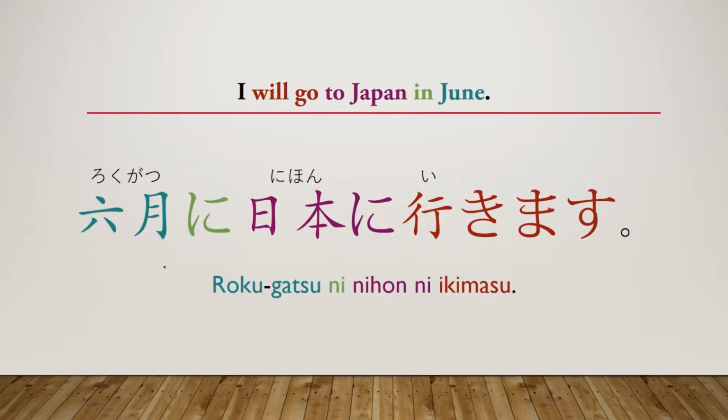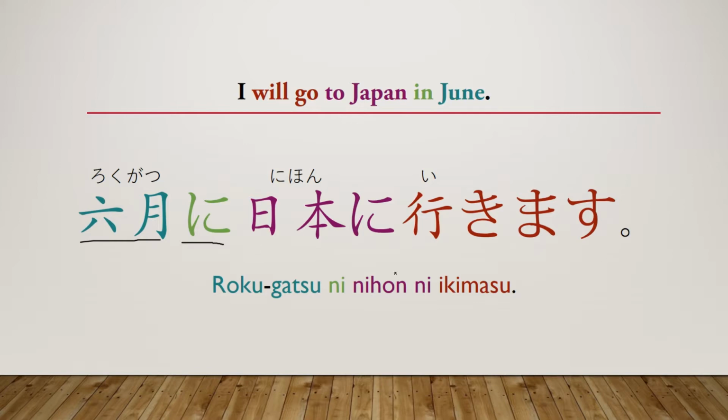The first one is, I will go to Japan in June. Rokugatsu ni Nihon ni ikimasu. Now, here's what I was saying. This is a set time. Rokugatsu, that is always going to be the 6th month of the year. It does not change based on what year it is. It will always be the 6th month of the year. So therefore, you need to put ni after it to specify that this is a time.